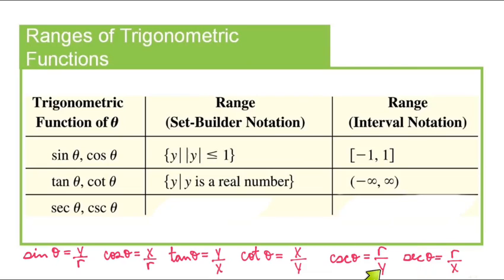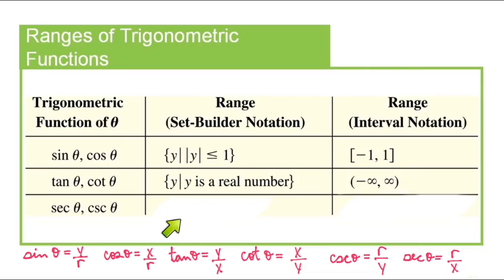X and y are on the bottom. X and y can be equal to r, but they can never be bigger than r. So that means that cosecant and secant both have to be, if we're talking about positives, 1 or more, because the number on top is bigger. If you're talking about negatives, they have to be -1 or less, like -2, -3, -4.